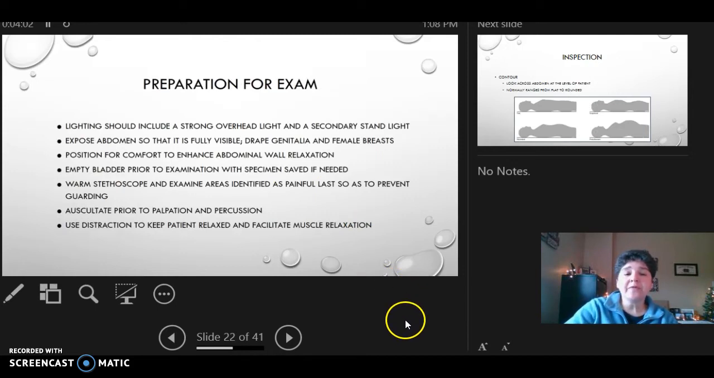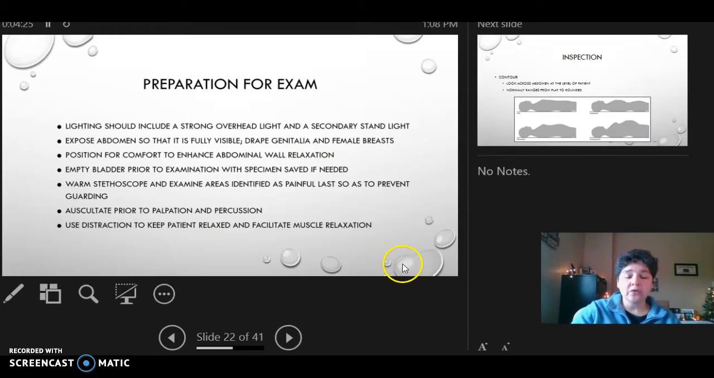In preparing them for the exam, make sure you have a good light source and a stand light. When you get into lab, you'll see why. We're going to use tangential lighting, where it's coming in from the side, bringing the lamp down to the level of the person's abdomen and shining it across, looking for any abnormalities.